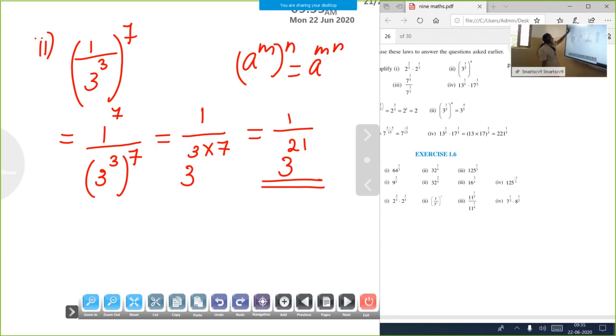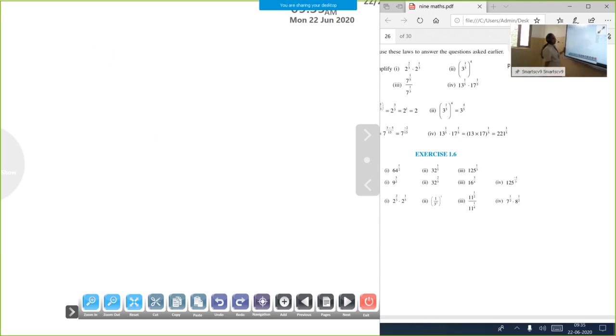First you split it, 1 raised to 7 divided by 3 raised to 3, the whole raised to 7. 1 raised to 7 is 1 itself, the denominator 3 raised to 3 into 7. What is 3 into 7? It is 21. So our answer is 1 by 3 raised to 21. Then third question.